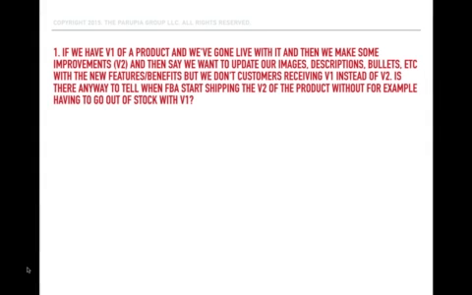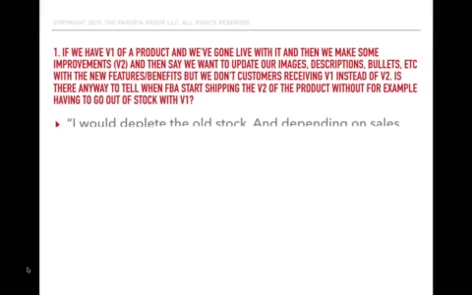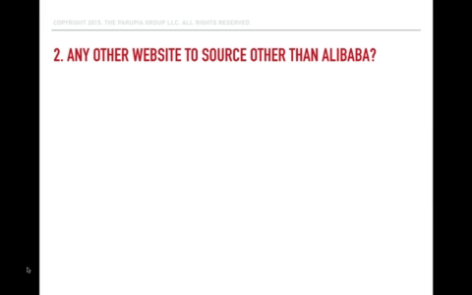All right. So question number 1: if we have a version 1 of a product and we've gone live with it, and then we make some improvements, meaning there's a version 2 now, and we want to update our images, descriptions, bullets, etc. with the new features and benefits, but we don't want customers receiving version 1 instead of version 2. Is there any way to tell when FBA starts shipping the second version of the product without, for example, having to go out of stock with the first one?